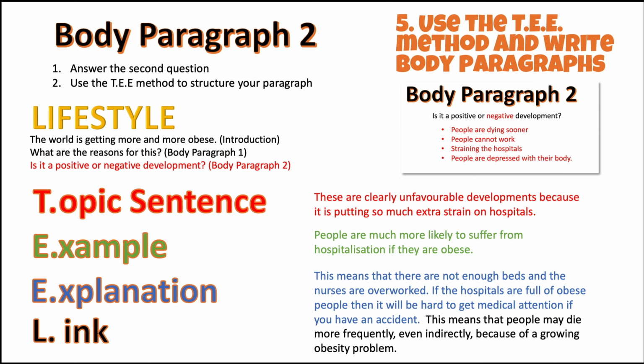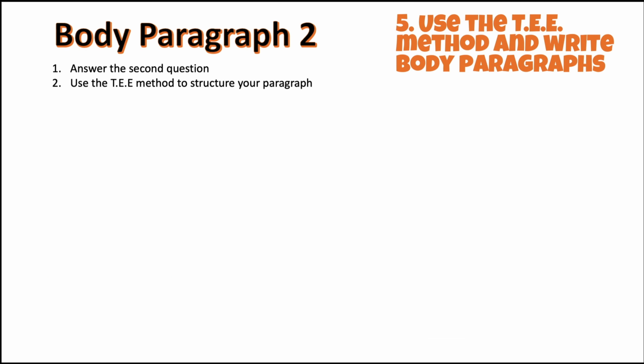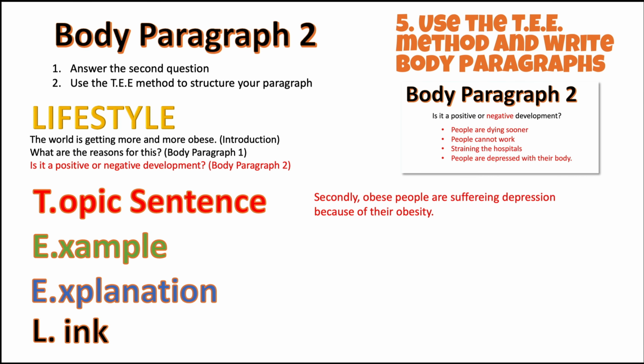Again, if you have more time, you can add another topic sentence. We could have something like, secondly, obese people are suffering depression because of their obesity. And this is the importance of a plan. We have everything here. People are depressed with their body.